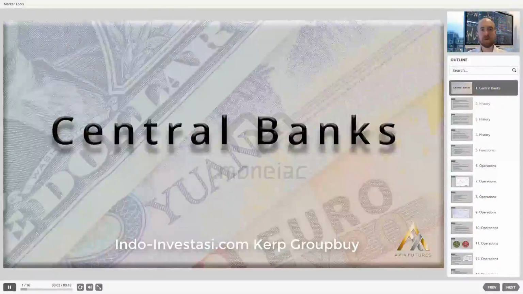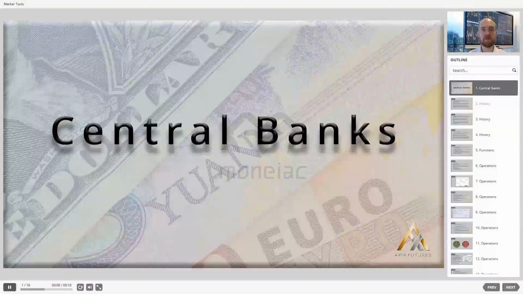Okay, let's start to build up your knowledge of central banks. First, we're going to start off with history. We're then going to move this on through functions and then the operations. These are the bits that you really need to understand and the bits that are going to create, potentially, trades for you in the future.